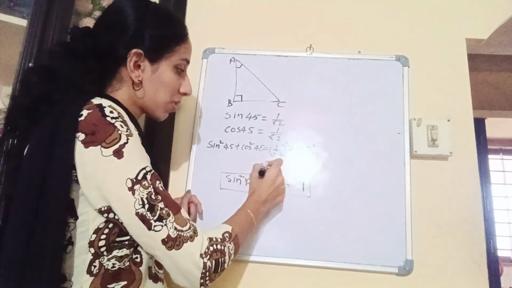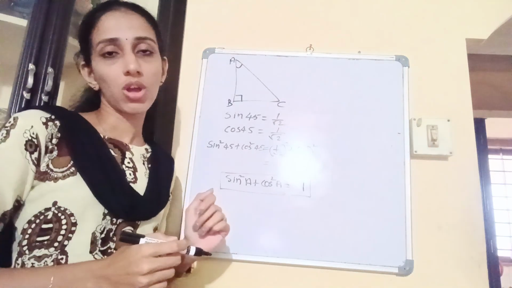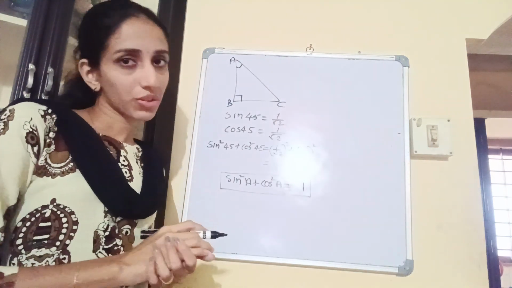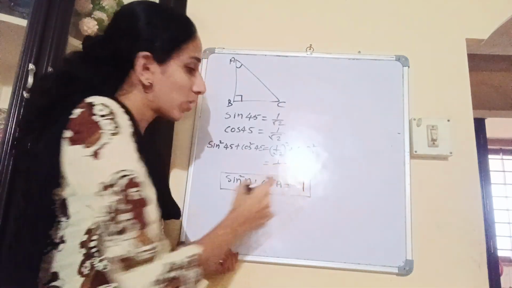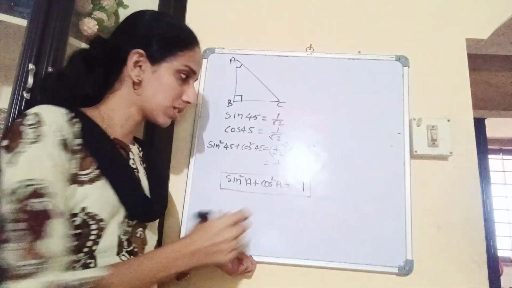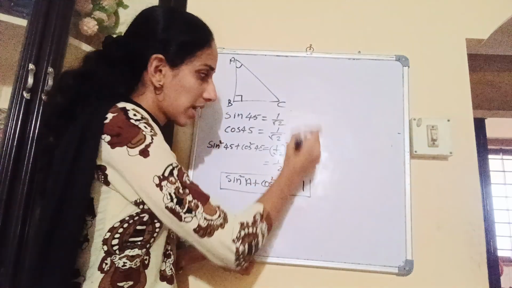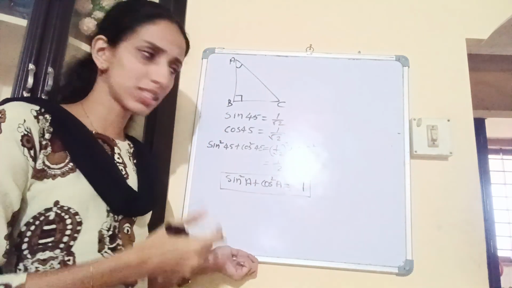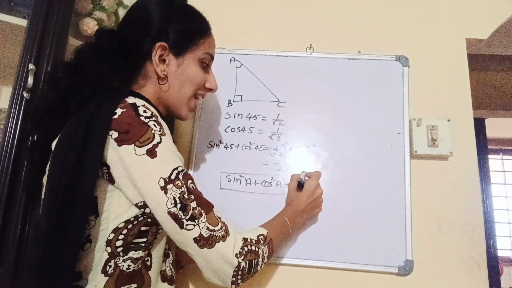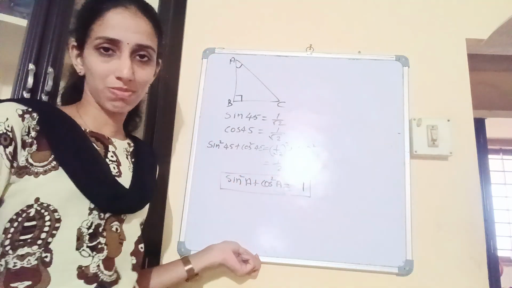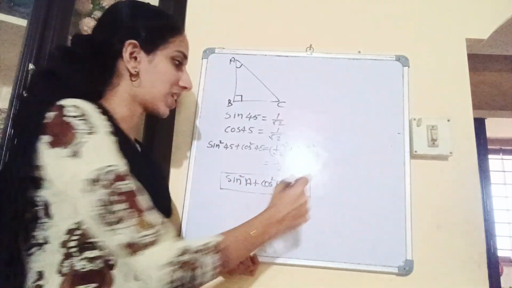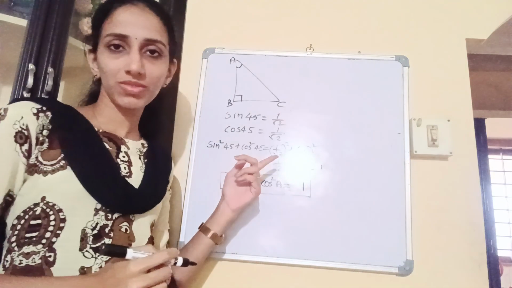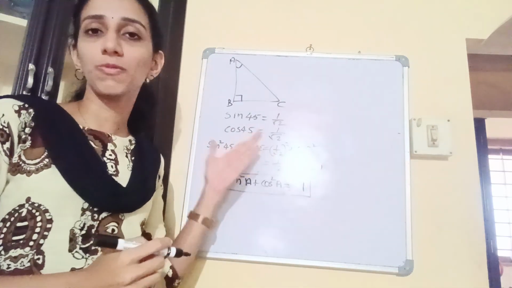That is the square of 1 by root 2. What is the square of 1? 1 itself. Then what is the square of root 2? That is 2 itself, plus again 1 by root 2 the whole square, that is the same as 1 by 2. And what is 1 by 2 plus 1 by 2? That is 1 itself. So it's proved, that is, it holds for angle 45.